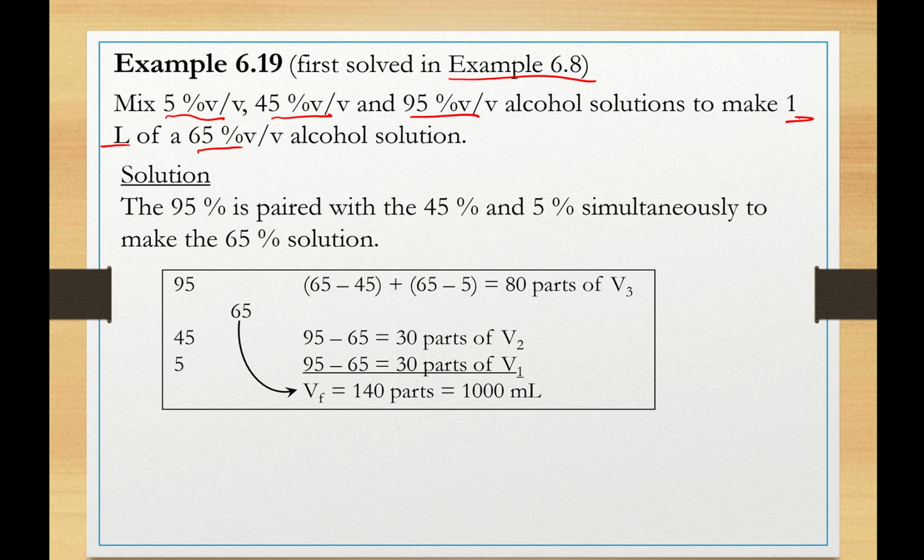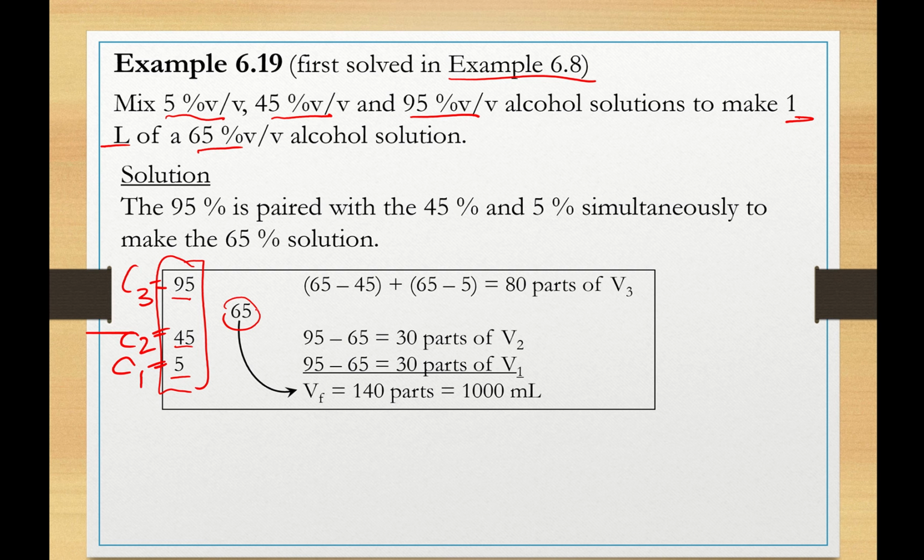So the way we work this problem using alligation alternate is to write the concentrations of the given solutions to the left. And make sure you write them from bottom to top, increasing concentration. So I have 95, 45, and 5. The concentration of my resultant solution is 65%. And now to determine the parts of V3, since this is basically here C3, this is C2, and this is C1, okay?